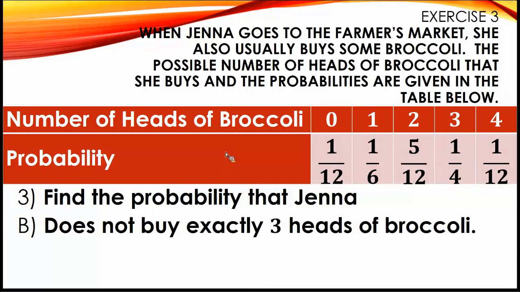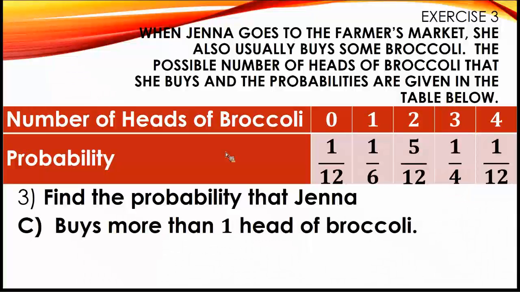Part B. Find the probability that Jenna does not buy exactly 3 heads of broccoli. So we take 1, we subtract 1/4 and get 3/4. So the probability that Jenna does not buy exactly 3 heads of broccoli is 3/4, or 75%.